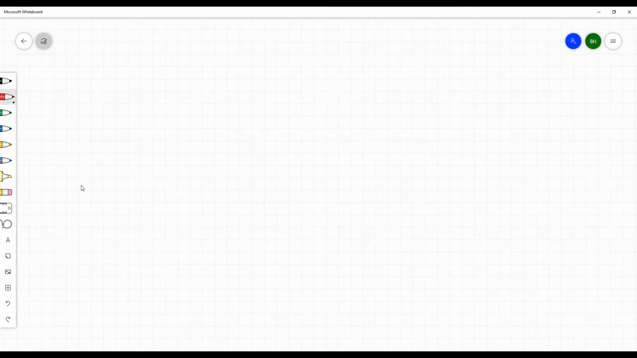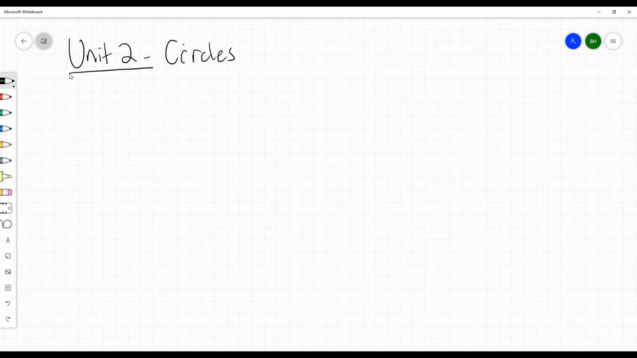Let's look at Unit 2 in terms of circles. And for some reason, my software loves to automatically make shapes or circles when I try to draw or write certain words.